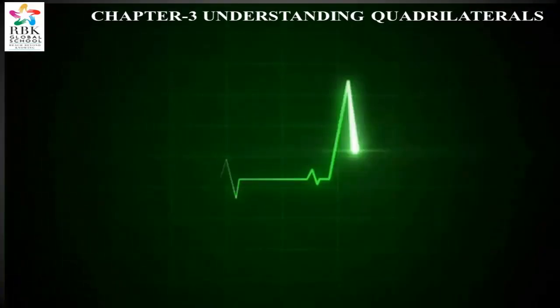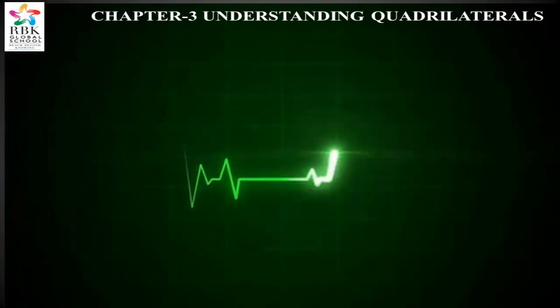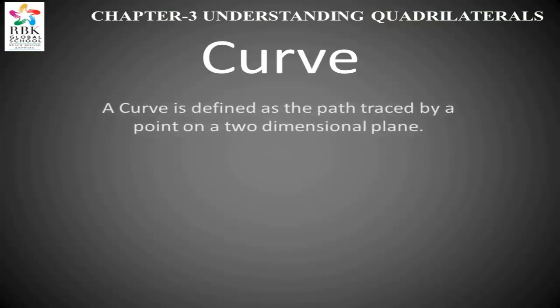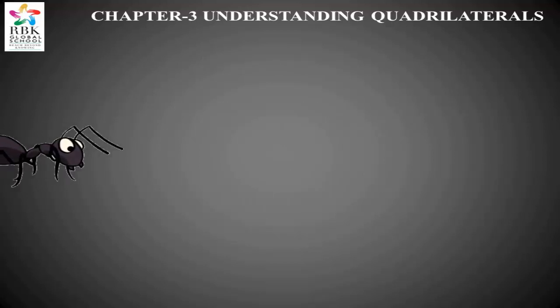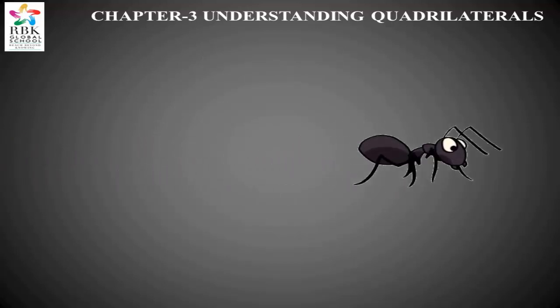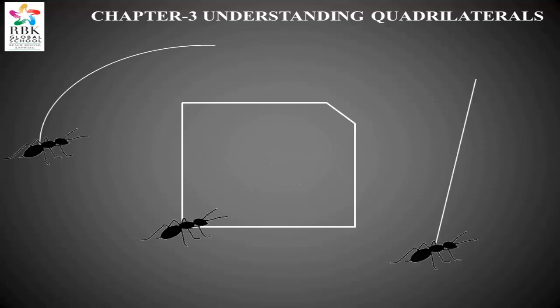What is a curve? A curve is defined as a path traced by a point on a two-dimensional plane. You can imagine an ant as a point moving on a plain paper. The path traced by the ant might be curved, or else a straight line, or else a proper complete loop. Yet all of these will be called a curve.